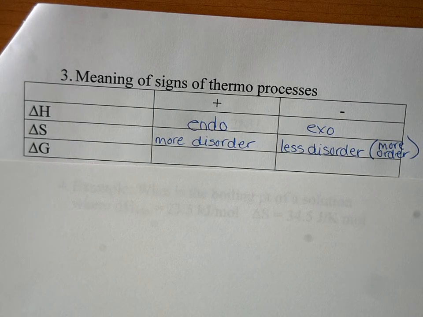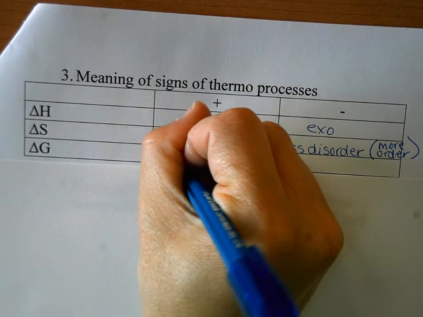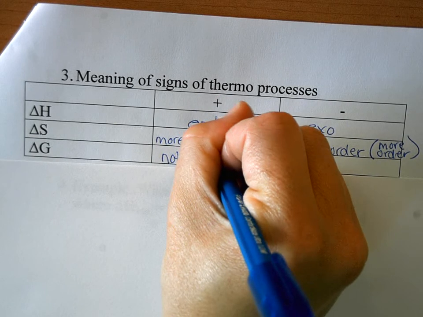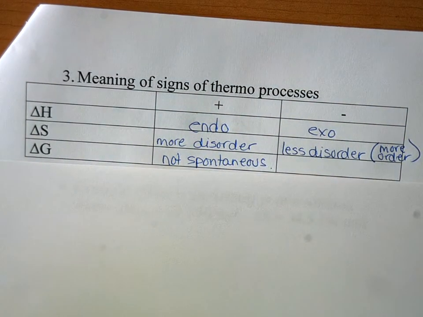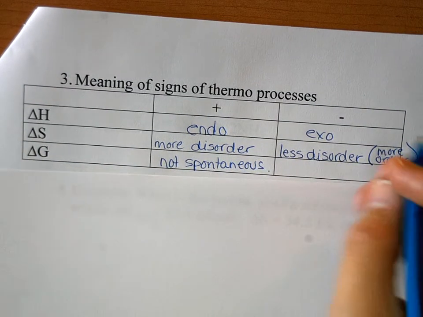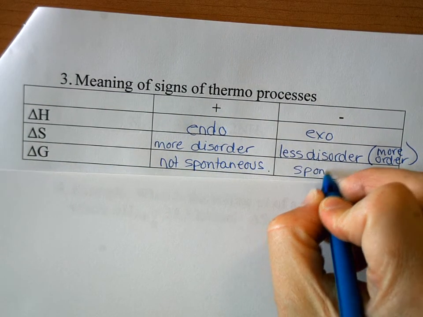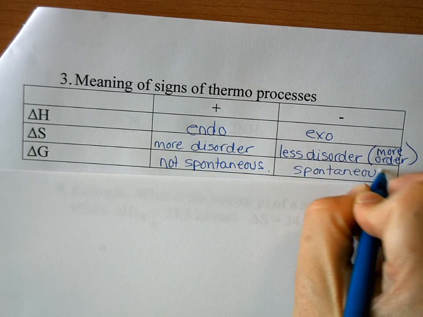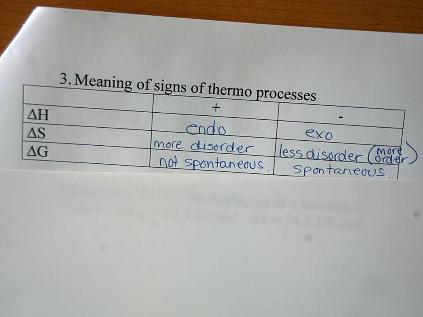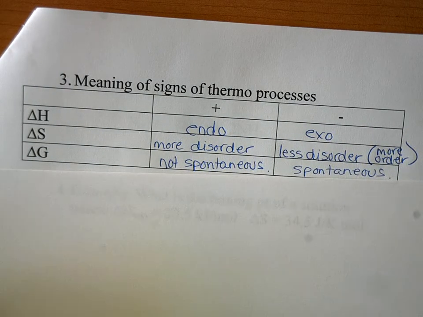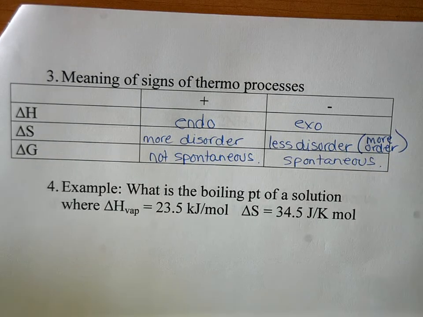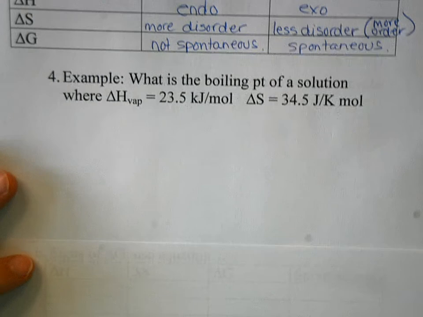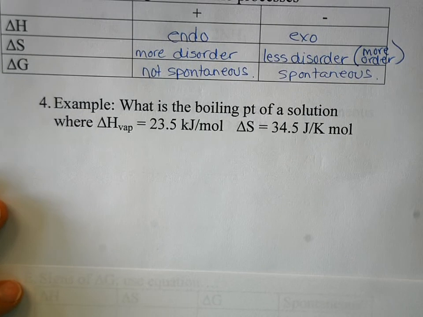Delta G, positive would be not spontaneous. And negative would be spontaneous. Will happen on its own without any help. Good. All right, quick example.